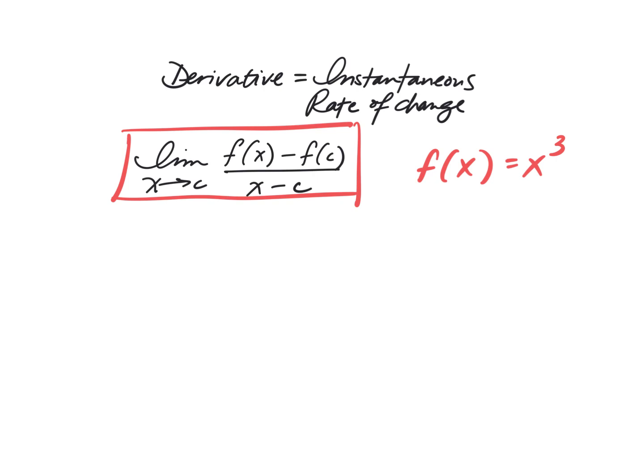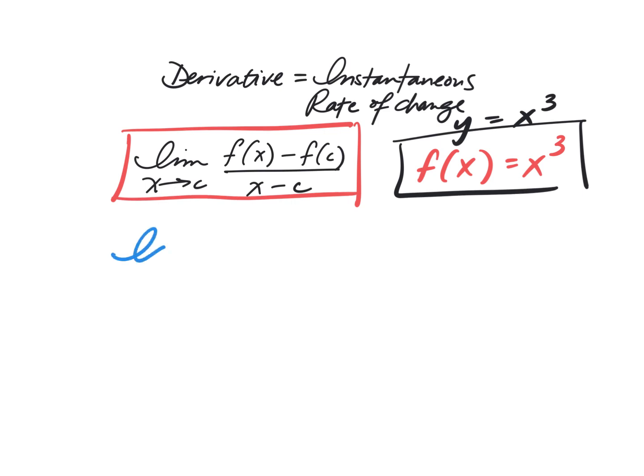So for this example, it's very similar to yesterday, but different, and I hope this will help solidify the ideas. I'm going to use the function f of x is equal to x cubed. Another way to write that function is y equals x cubed, just two different notations. Now, just like yesterday, if I want to find the limit of this function, the derivative, using the limit definition, what I'm going to do is replace f of x with the actual function, and then substitute c in to f of x to find f of c.